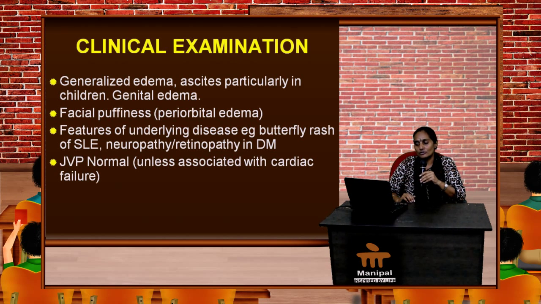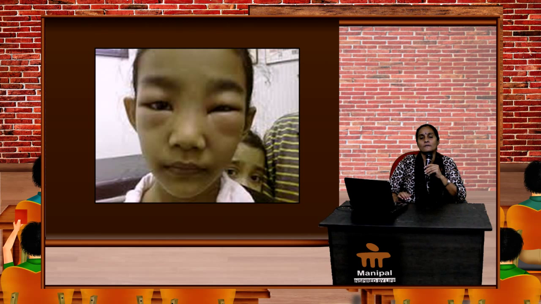This is the picture of a child with nephrotic syndrome where you are seeing the periorbital swelling and the facial puffiness.